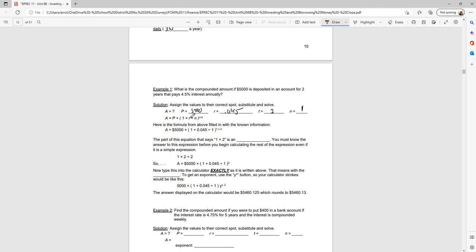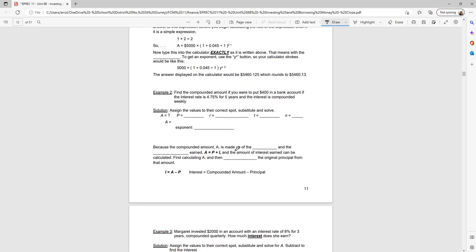So you plug this into the calculator. Here's the formula plugged in. This part of the equation says 1 times 2. That's an exponent, okay? 1 times 2 is an actual 2. You must know the answer to this expression before beginning to calculate the rest of the expression. So 1 times 2 is 2. So it looks like this. A is equal to 5,000 times (1 plus 0.045 divided by 1), right? Because it's compounding once a year. And then all to the exponent of 2.